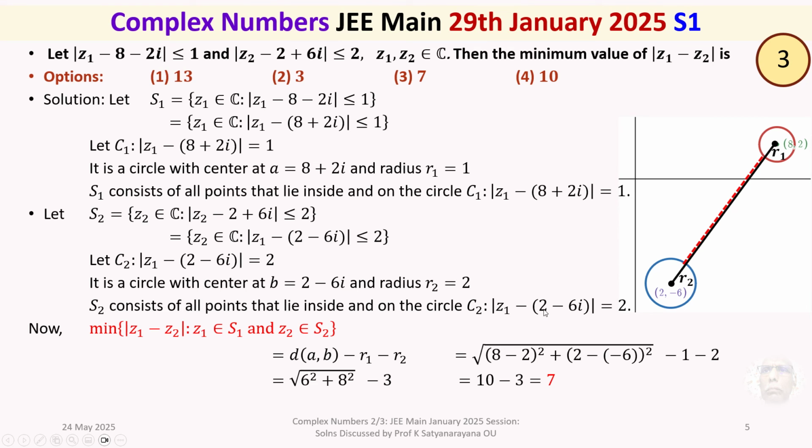So where is our answer? The minimum value of modulus of Z1 minus Z2 is 7, and that appears against option 3. Therefore, the answer to this question is option 3.